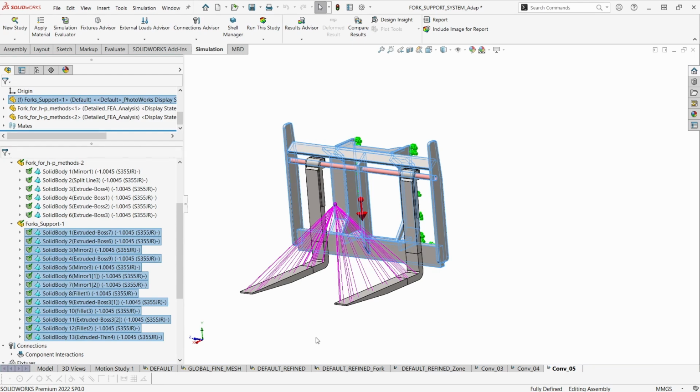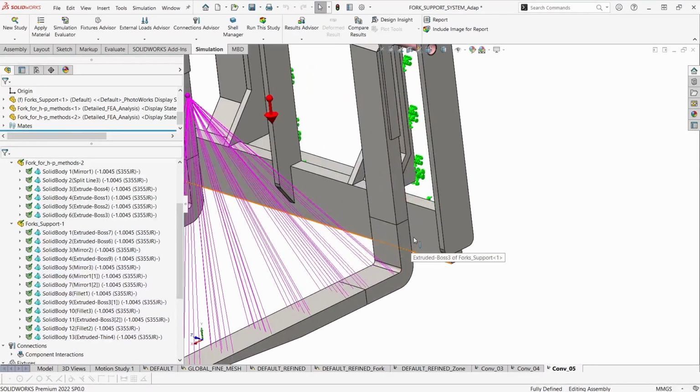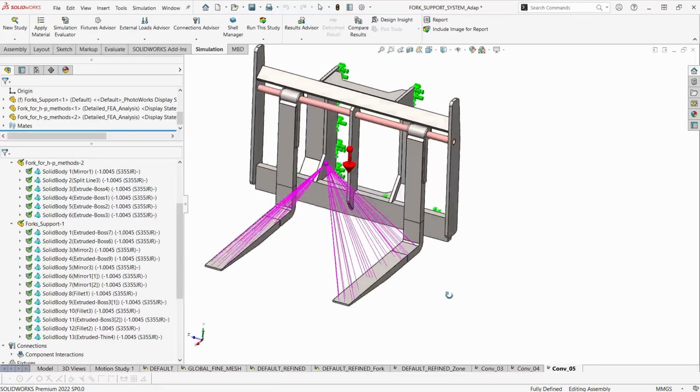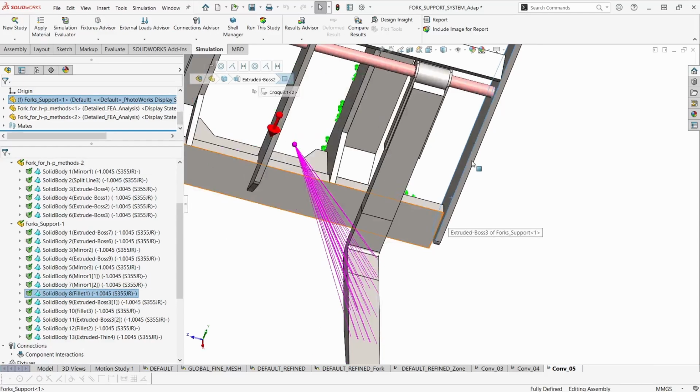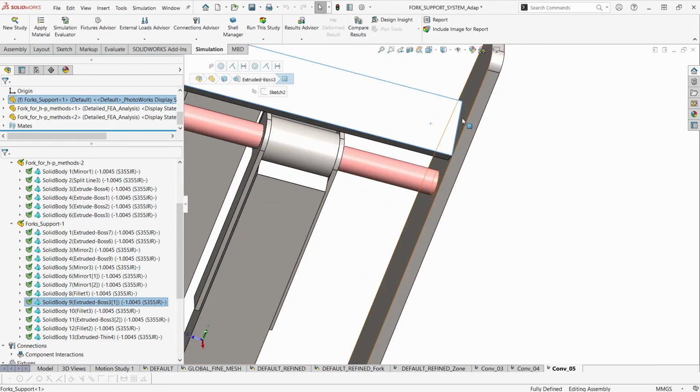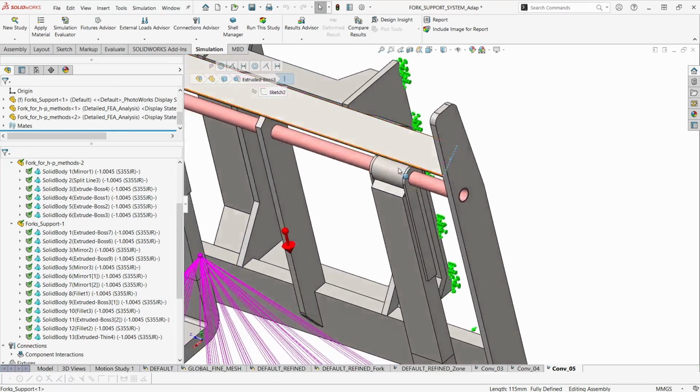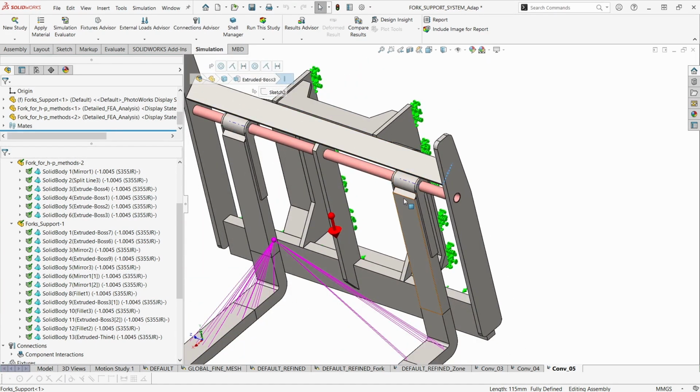Some of them will be just in contact, as it's happening here between the fork and this cross member, but some of them will be welded. For example, here between this cross member and the lateral plate, or for example in the top, here and here. This is going to be welded. As you can imagine, the way of defining a contact is not the same way of defining a welded connection.